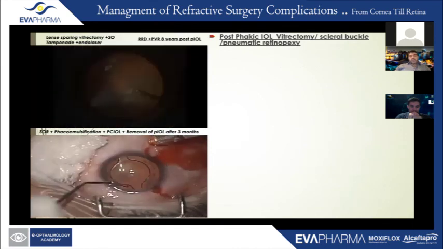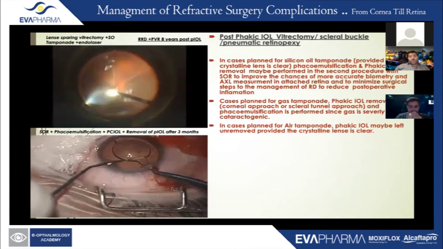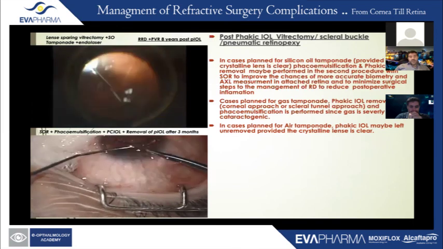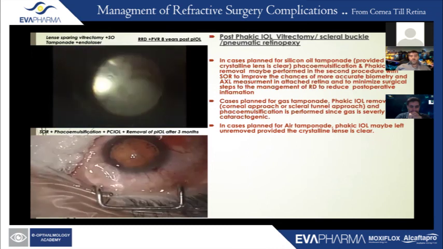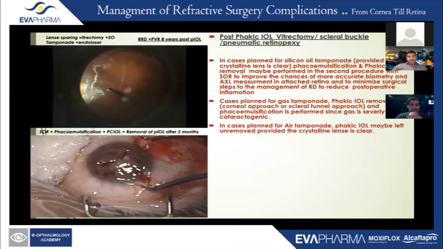We have some surgical considerations here. If we are planning to remove the lens or perform phacoemulsification, and if the crystalline lens is clear, I think we have to postpone this procedure for the second procedure with silicone oil removal, in order to increase the chances of accurate biometry in a flat retina.